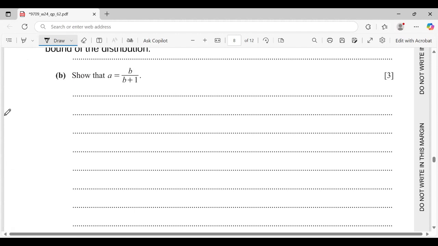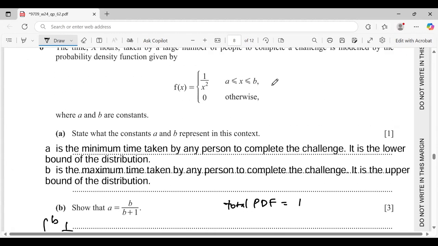We will use the fact that the total probability under a probability density function, or under the PDF, must equal 1. So the total probability equals 1. So I will use the integral from a to b of 1 over x squared. This is the function, and a to b because the interval is from a to b.